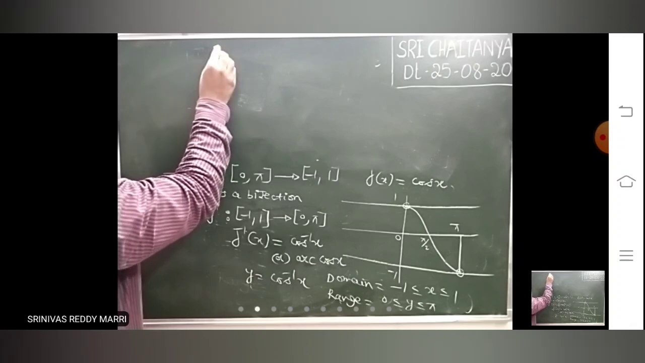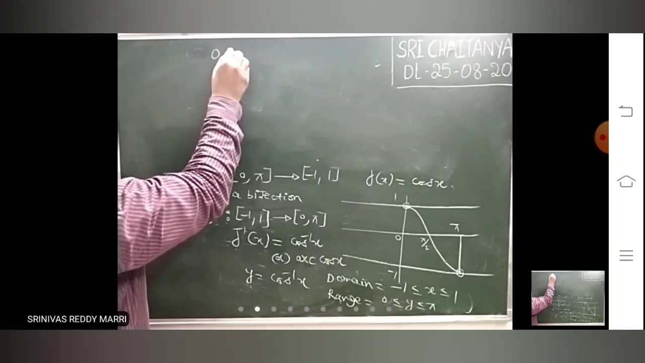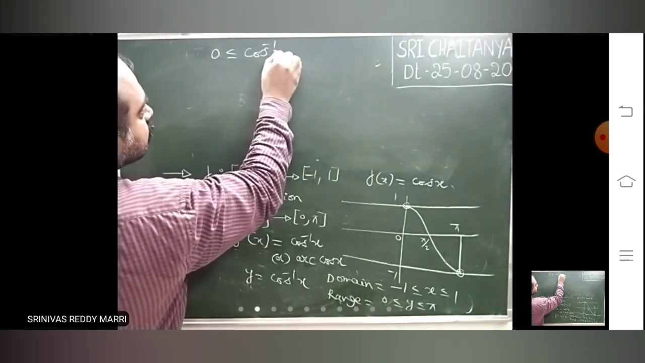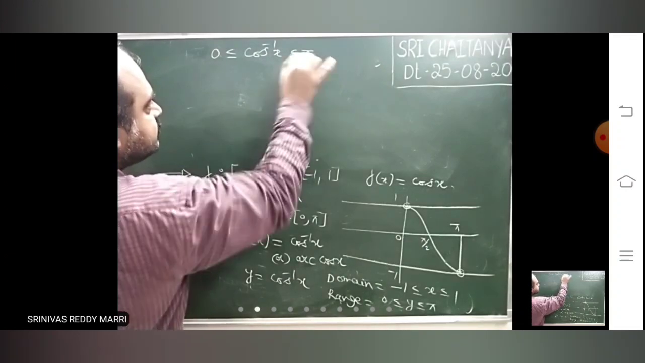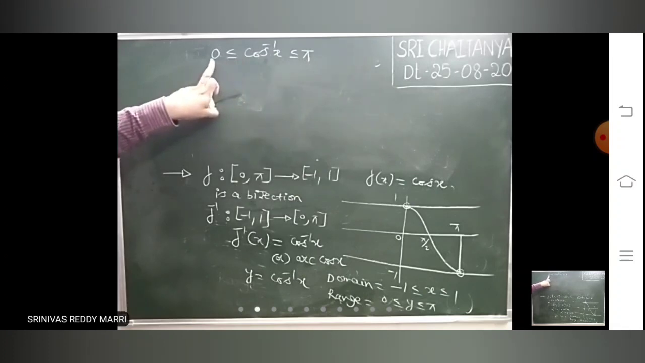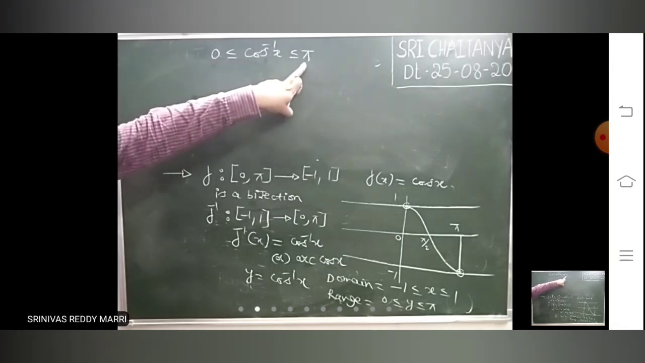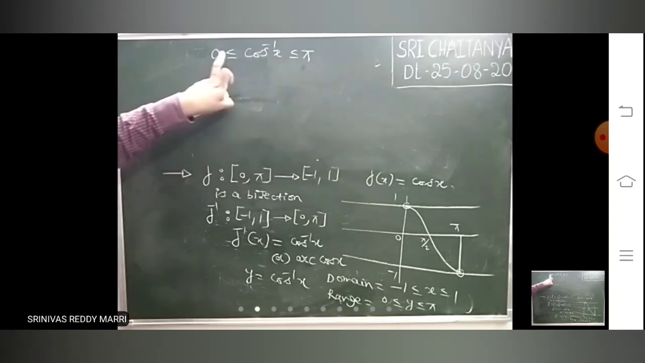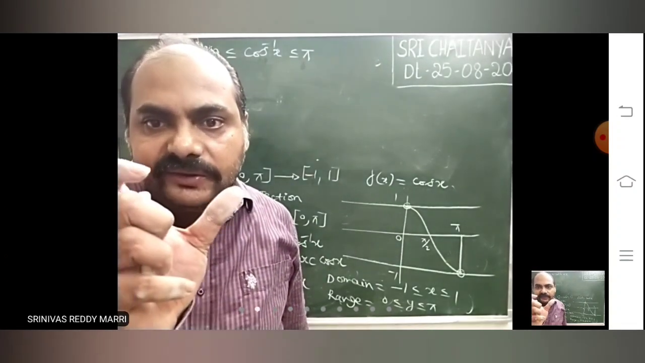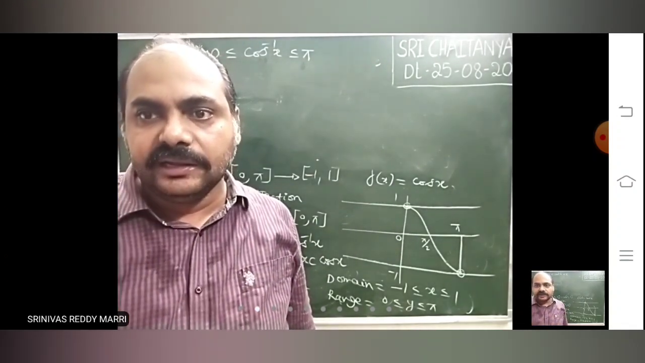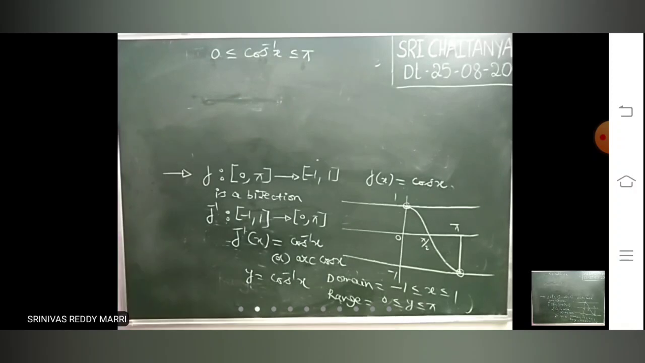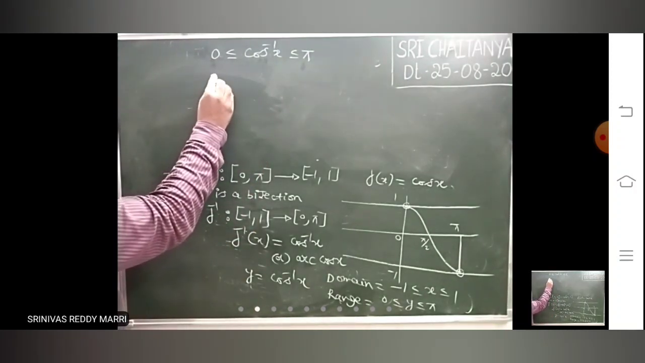That means cos inverse x always lies between 0 to pi. For cos inverse x, minimum value is 0, maximum value is pi. For cos x, minimum value is -1, maximum value is 1. Similarly, for cos inverse x, minimum value is 0, maximum value is pi.